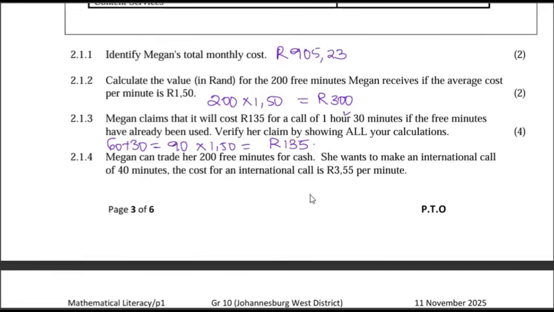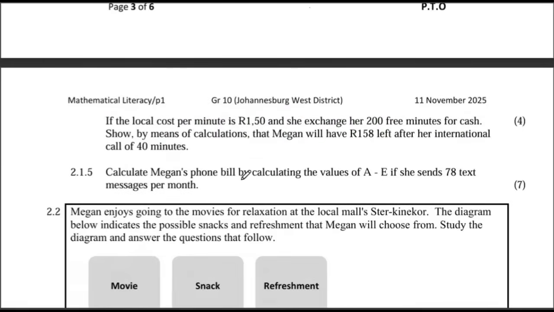Okay. Megan can trade her 200 free minutes for cash. She wants to make an international call of 40 minutes. The cost for an international call is R3.55 per minute. Okay, then she goes ahead and says, if the local cost per minute is 1 rand 50 cents, and she exchanges half of the 200 free minutes for cash, show by means of calculations that Megan will have 158 left after her international call.